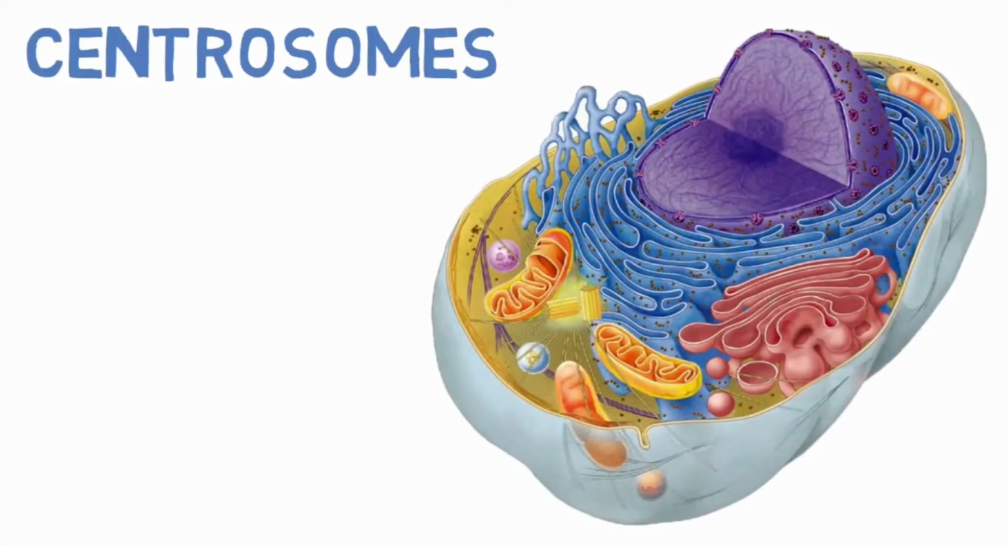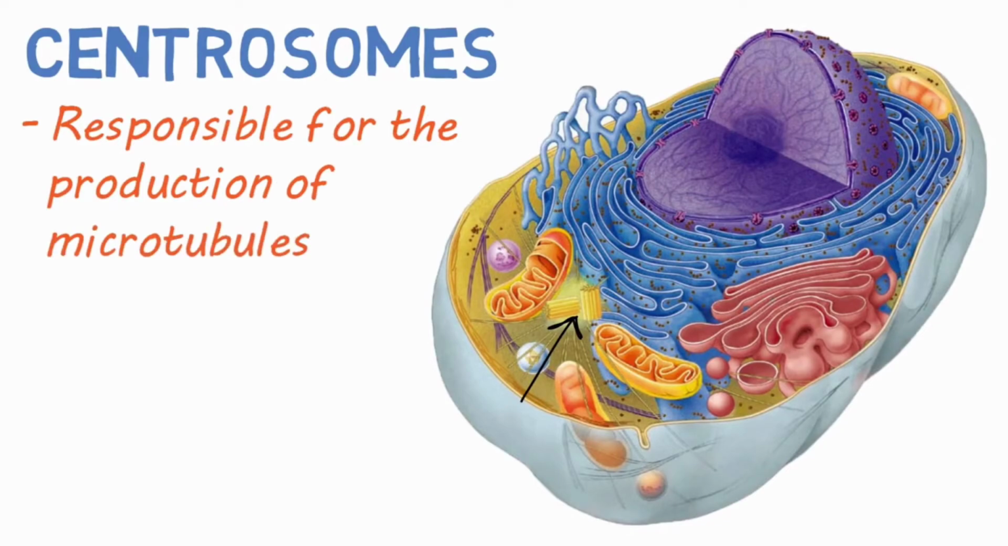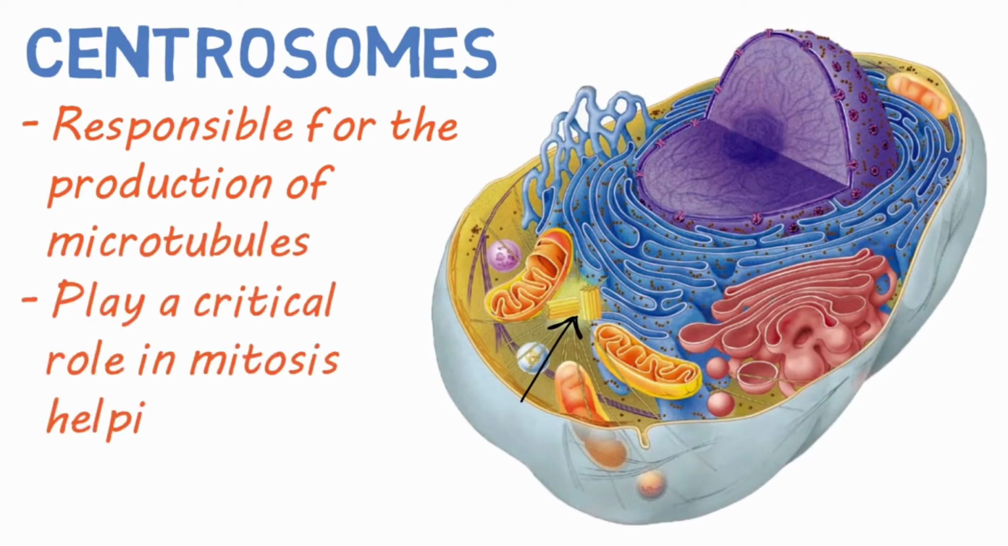The centrosomes are usually located near the nucleus and are responsible for the production of microtubules. They also play a critical role in mitosis by moving to the ends of the cell and helping it divide.